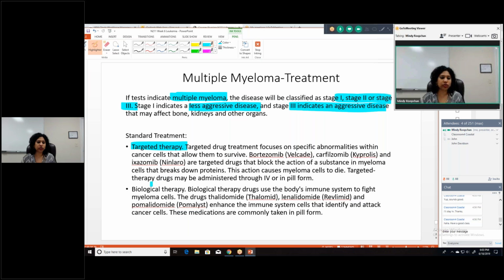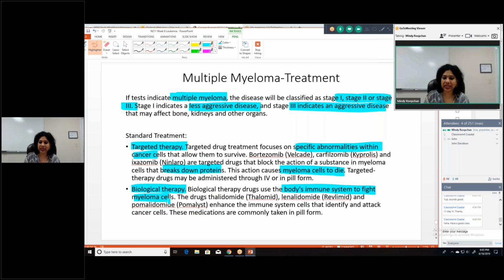We can do targeted treatment, biologic therapies. So for targeted treatment, we're going to focus on specific abnormalities within the cancer cell, and they're going to block the action of that substance in the myeloma cells that breaks down the protein, causing the myeloma cells to die. They can give this therapy either pill or IV. Biologic is when we use our body's immune system to fight these myeloma cells. We can enhance our immune system, attack and fight these cells, and this is taken in pill form, the biologic therapy.